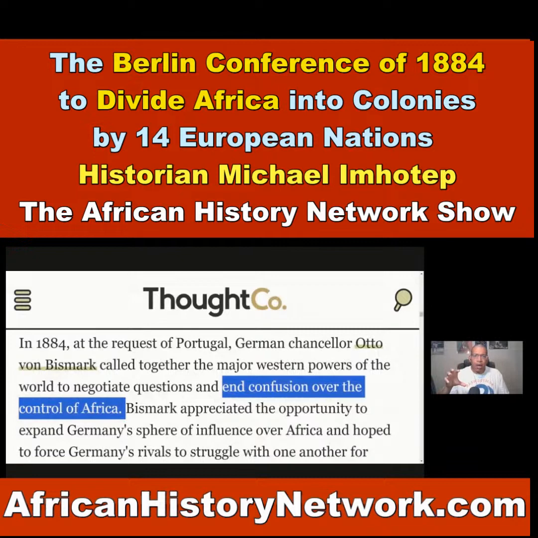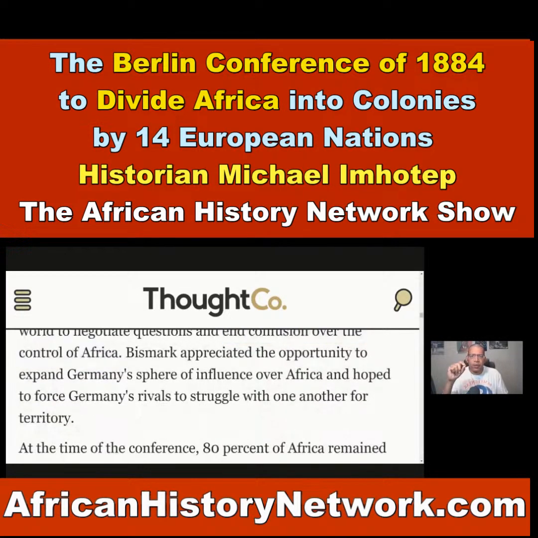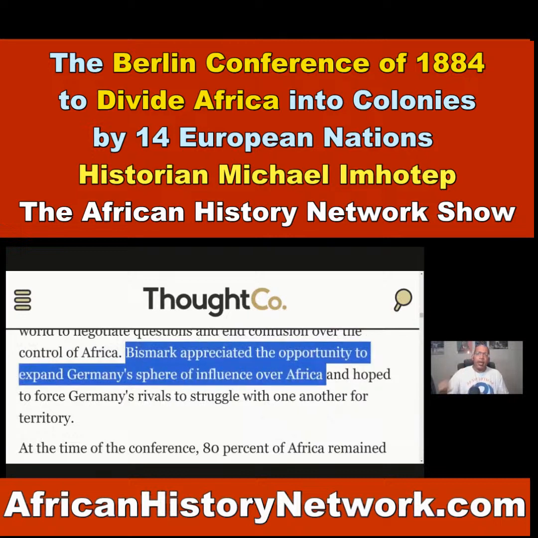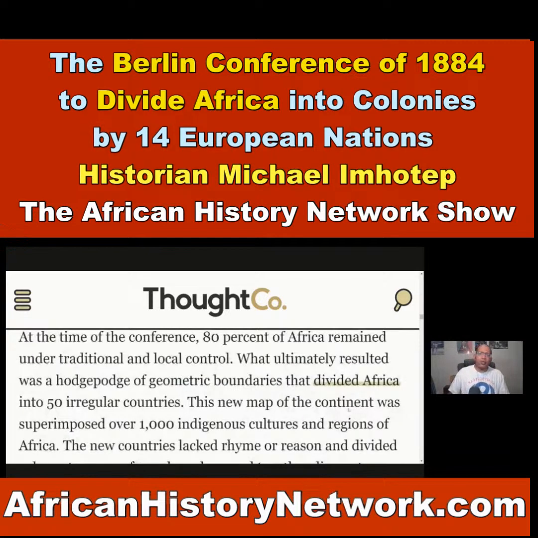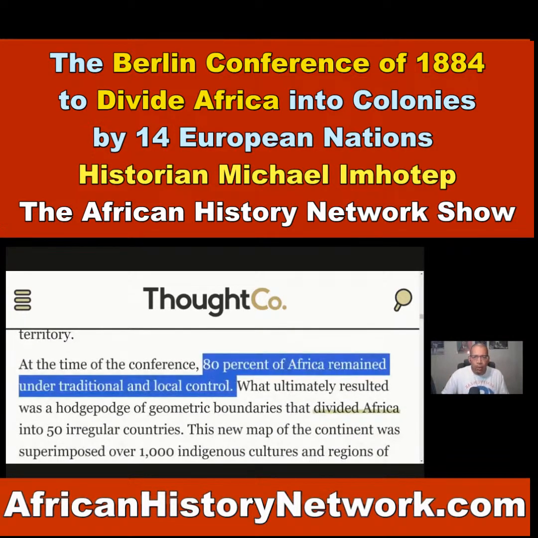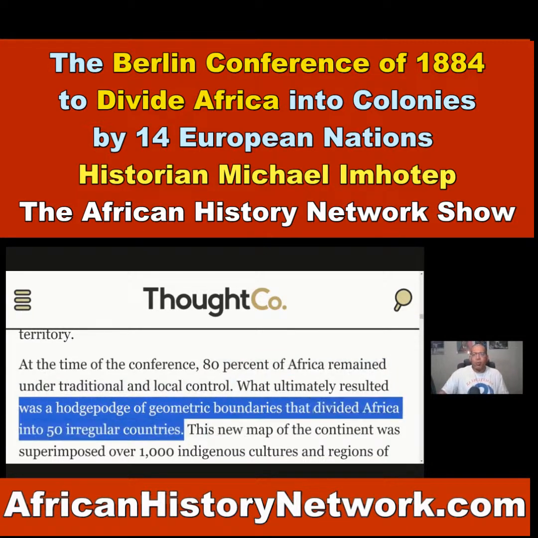German Chancellor Otto von Bismarck appreciated the opportunity to expand Germany's sphere of influence over Africa and hoped to force Germany's rivals to struggle with one another for territory. At the time of the conference, 80% of Africa remained under traditional and local control. What ultimately resulted was a hodgepodge of geometric boundaries that divided Africa into 50 irregular countries.